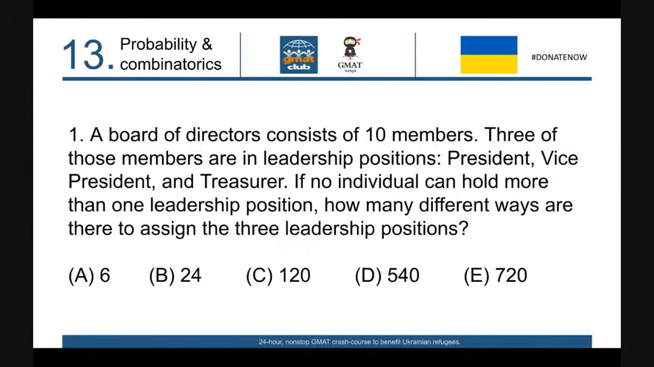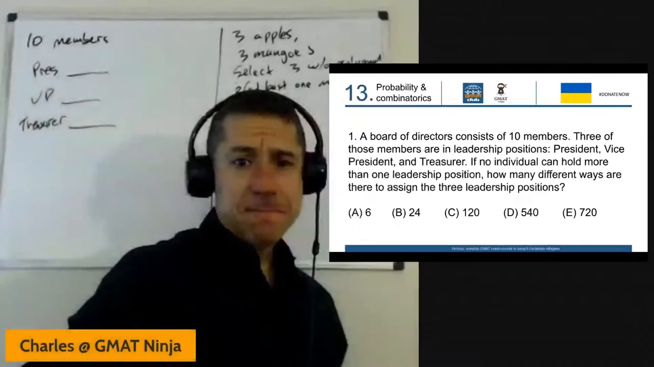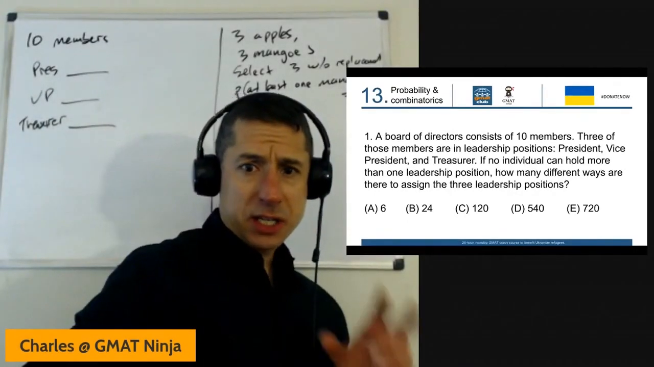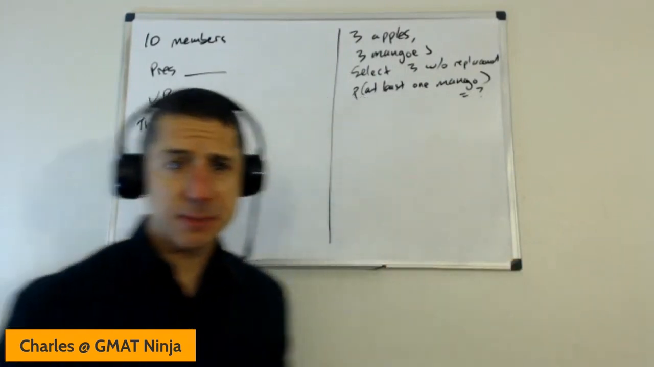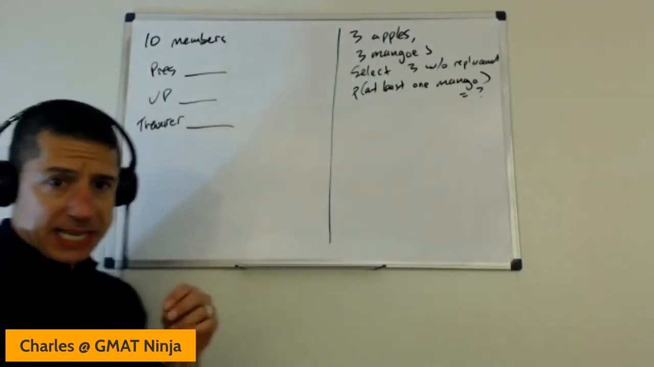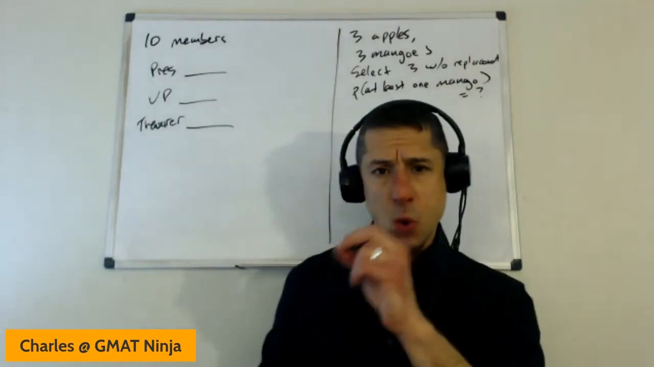3 of those members are in leadership positions: president, vice president, treasurer. How many different ways are there to assign these 3 positions? Now, I think where the mistake is probably coming in here is the difference between combinations and permutations. Permutation, I don't care so much about the jargon, but order matters, right?